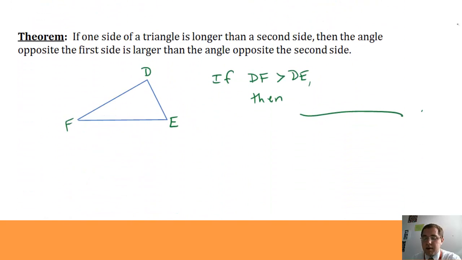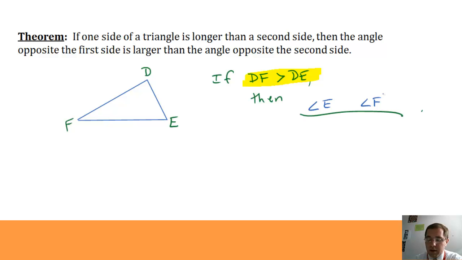If one side of a triangle is longer than a second side, then the angle opposite the first side is larger than the angle opposite the second side. So in the triangle I've drawn here, I know that DF is greater than DE. Then I know which angles are involved here. DF is there, the angle opposite DF is E. So angle E, and what do I know about angle E? Well, the other angle involved is the angle opposite DE, which is angle F.